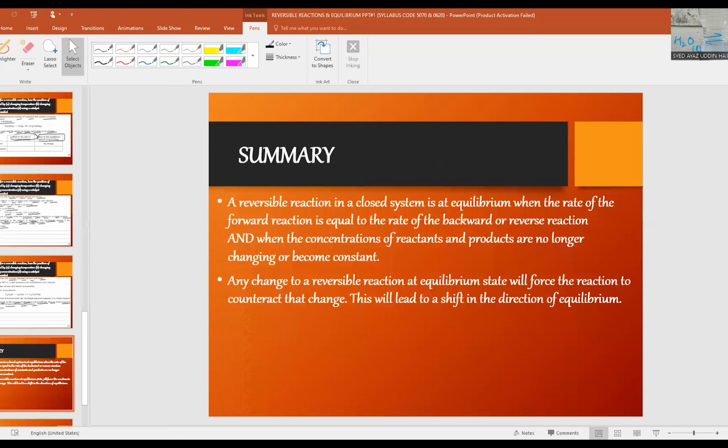So here's the summary of this video lesson. A reversible reaction in a closed system is at equilibrium when the rate of the forward reaction is equal to the rate of the backward or reverse reaction, and when the concentrations of reactants and products are no longer changing or become constant. Any change to a reversible reaction at equilibrium state will force the reaction to counteract that change. This will lead to a shift in the direction of equilibrium.